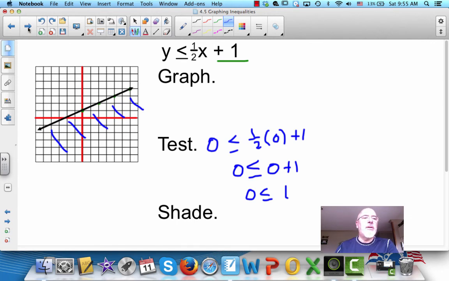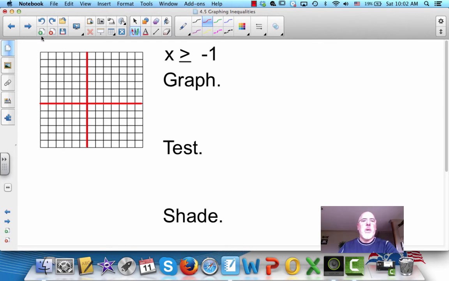So we'll shade on this side. I hope you're getting a good grasp of it by now. All right, we've got x this time. This time it only involves x. So what kind of line? When it involves only a y, it's a horizontal line. When it involves only an x, it'll be a vertical line.